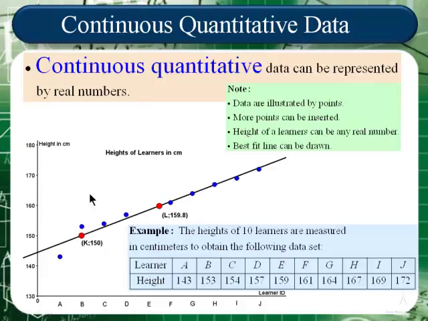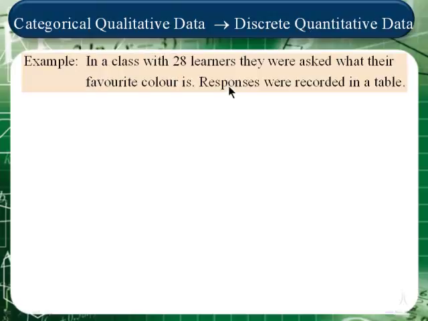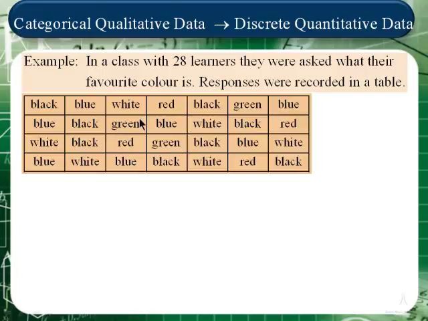We now focus on categorical qualitative data and how we can convert it into discrete quantitative data. For example, in a class with 28 learners, they were asked what their favorite color is, and the responses were recorded in this particular table. So can you see there's 4 rows and 7 columns, so we have 28 responses.